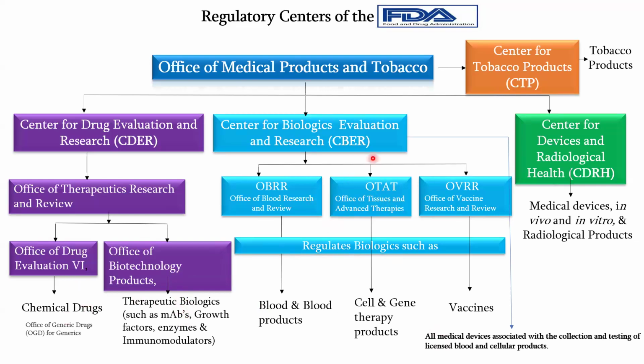Similarly, we have CBER, the Center for Biologics Evaluation and Research. There is an Office of Tissue and Advanced Therapies. This is the main branch, and there we go for the filing activities. They submit the cell and gene therapy products. So these are the cell and gene therapy products we want to file. What is the requirement?